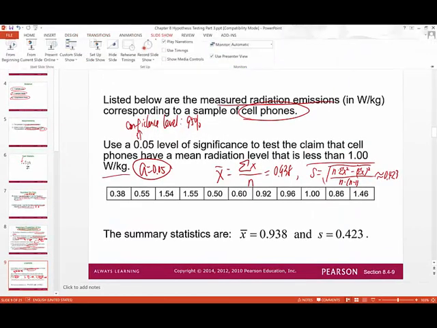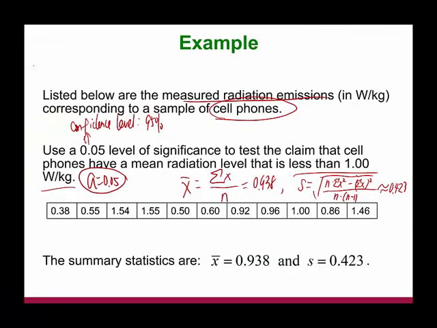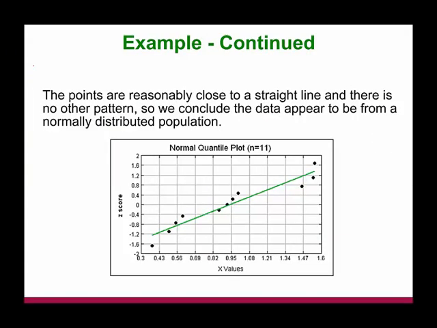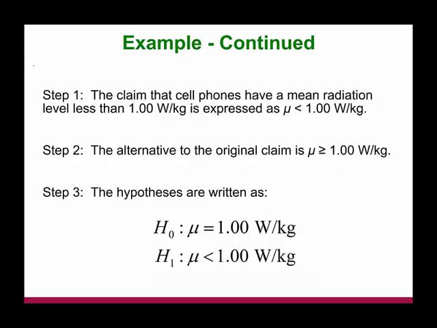Now we know how this thing works now. So we get a sample mean, sample standard deviation, and we get a normal quantile plot. It looks similar to this straight line, so its data appear to be from a normally distributed population. Then we're using the student t-distribution.